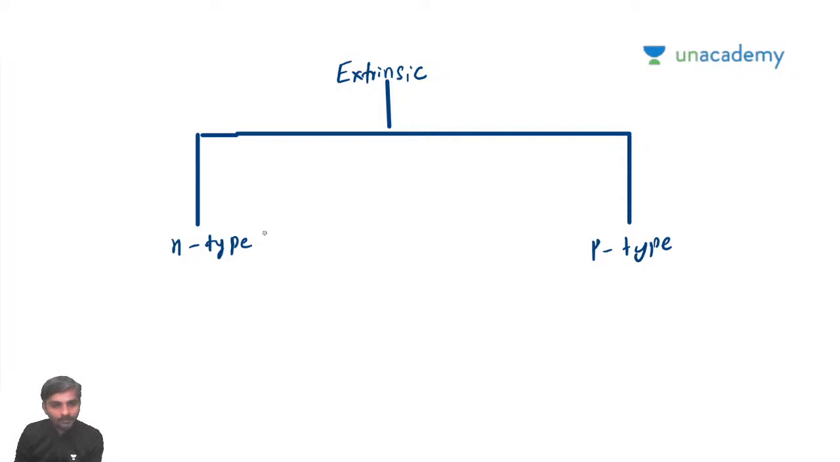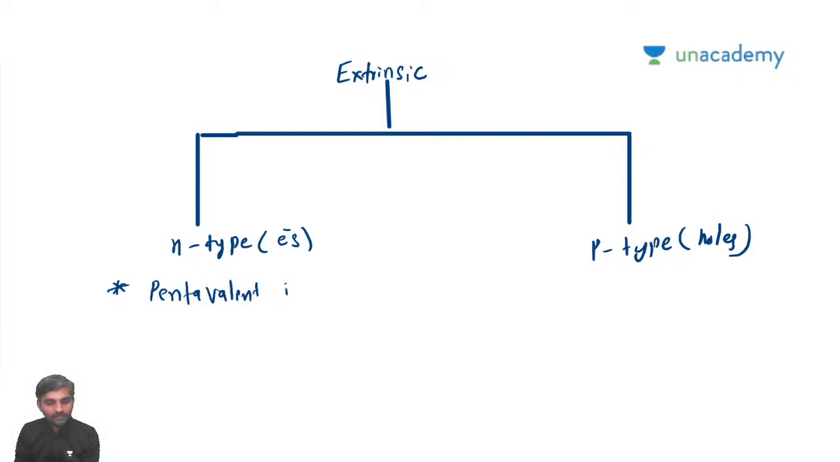In N type, remember, electrons are the majority charge carriers. In P type, holes are the majority charge carriers. How do you get N type? By adding a pentavalent atom. If you add pentavalent impurities, this extrinsic semiconductor will be formed, which is called an N-type semiconductor.